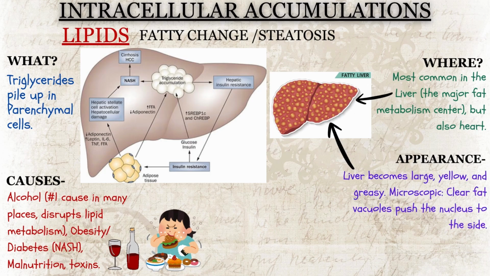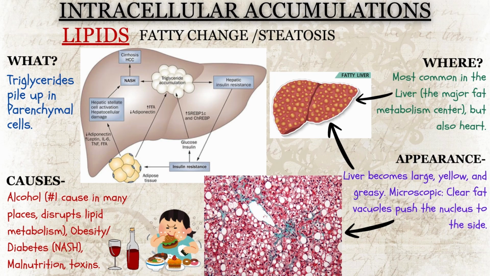How does it look? Liver becomes large, yellow and greasy. Microscopically, clear fat vacuoles push the nucleus to the side.